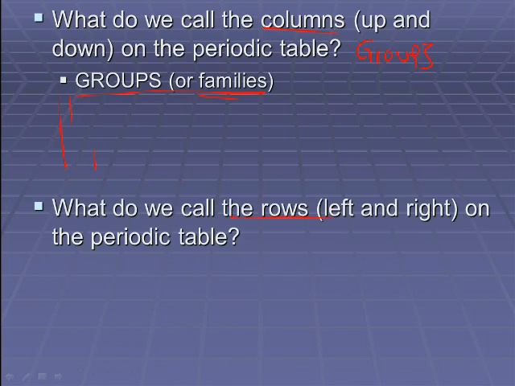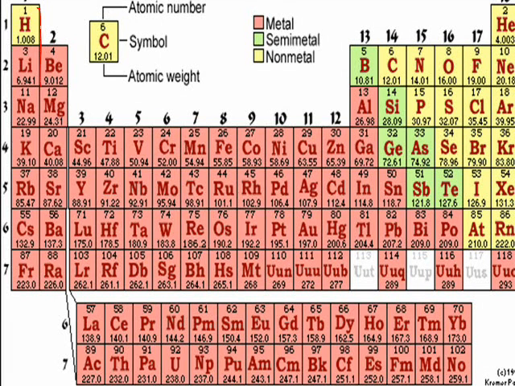Now what about the rows, left and right? So rows, as you know, you sit in rows in school, left and right. What are the rows called? Periods. Every period you sit in a row. So first period you'll sit in a row, second period you go sit in a row. Well, actually that's not true here. Most schools it is. In chem class it is. You sit in rows. Periods. Okay, so here are the columns or groups, and here are the rows this way, or periods.